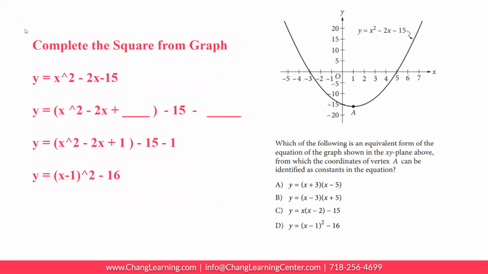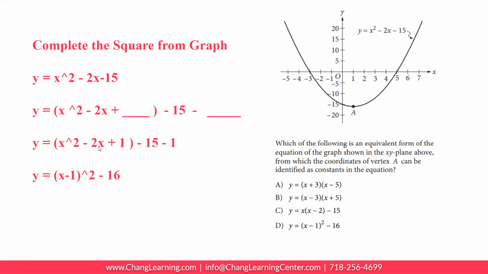For the next question, which of the following is an equivalent form of the equation of the graph shown in the xy-plane above, from which the coordinates of vertex A can be identified as constants in the equation? Well, here, write down the equation above, and we're going to complete the square and put it into vertex form. So the way you do that is you set the terms to the left, you move the constant away to the right, and then to find the value that goes on the blank line, you take half of the middle term and then square it.